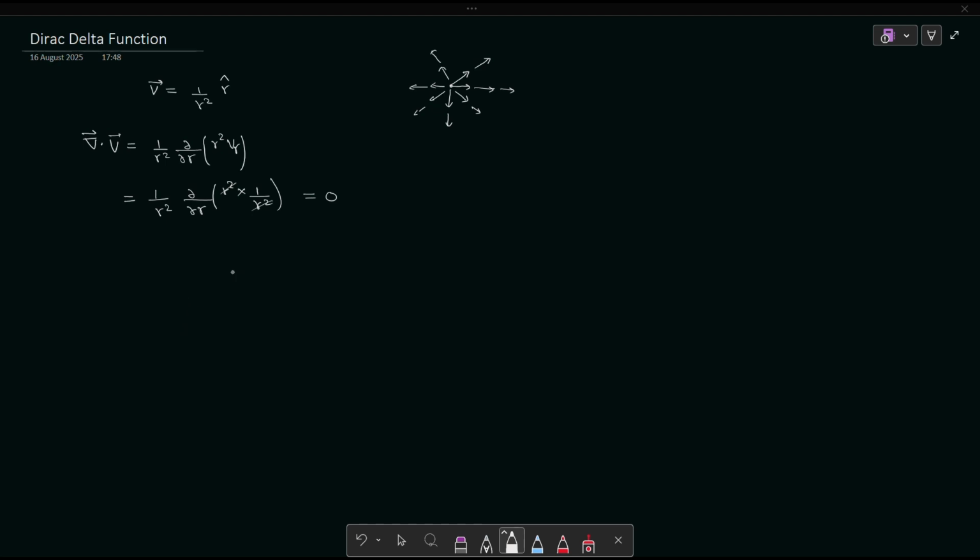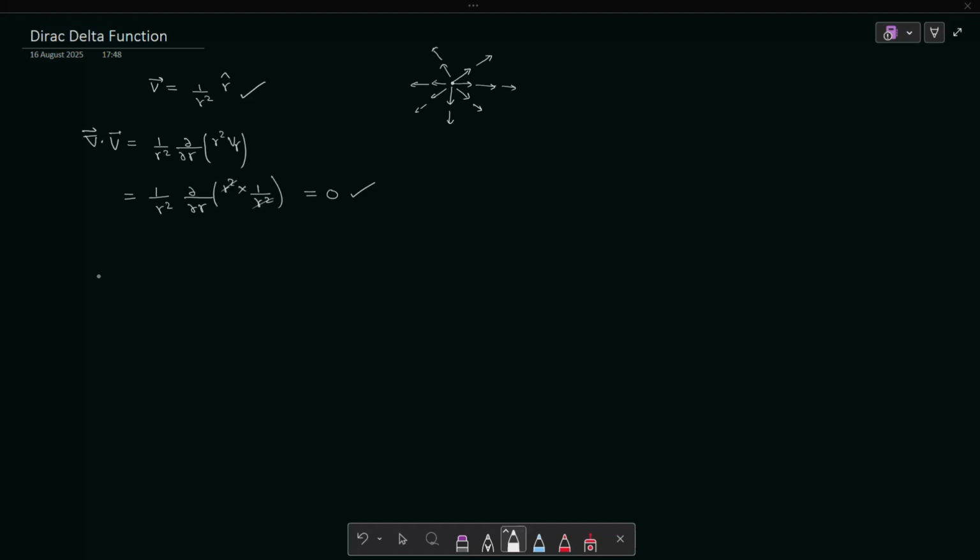So the divergence of this vector field is 0. But now, if I tell you an interesting fact, that if there is any function which has the maximum divergence, it is this function only. There is no other function which has a higher divergence than this function. But we are getting the divergence as a 0 value. So why is this happening?